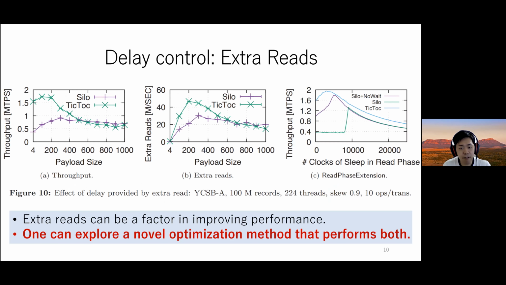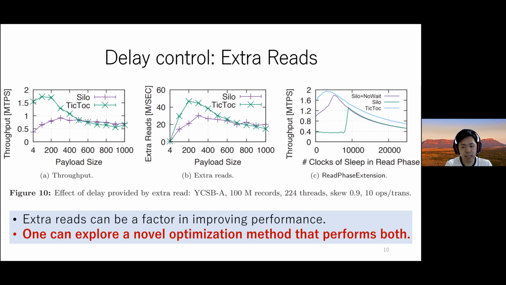We compare Silo and TicToc. As you can see in figure A, adaptive backoff of TicToc works well in highly contended workload, which is small payload cases. Silo without adaptive backoff optimization underperforms TicToc. From figure A and B, there is a correlation between throughput and extra reads, which suggests extra reads improves performance. Less extra reads in Silo is because of the lack of adaptive backoff. That is, delay plays a key role.